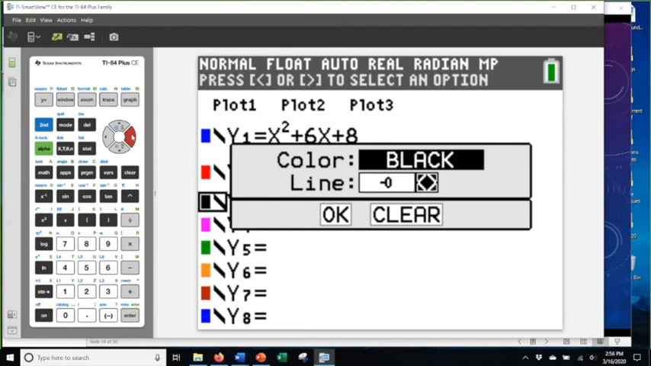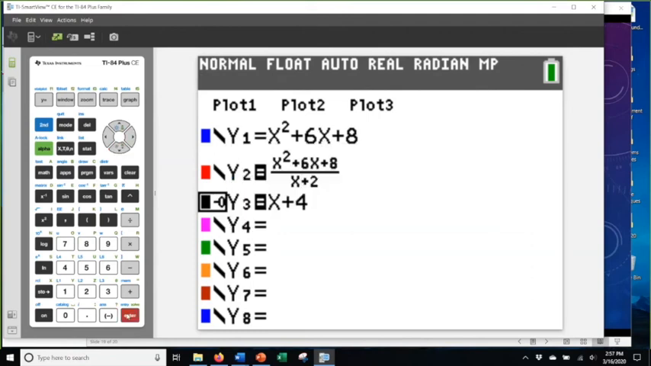It's a tracer ball that leaves a trace behind. This one's just a ball that moves along a function without leaving a trace behind. Then there's dashed graphs, thin, and back to normal. Here's our tracer ball. Arrow to the OK and press enter. And so let's take a look at our rational function and the simplified version.